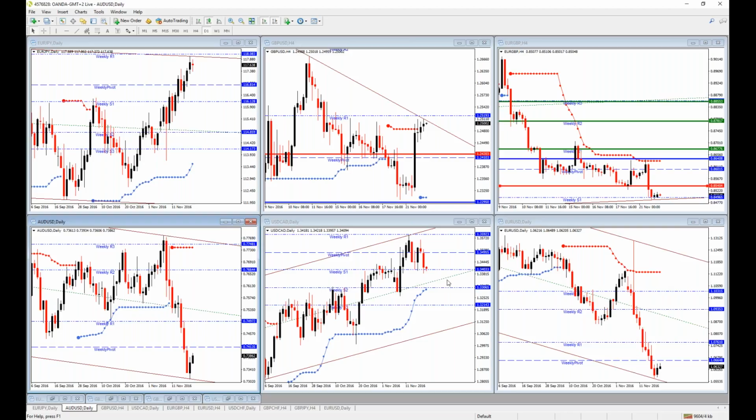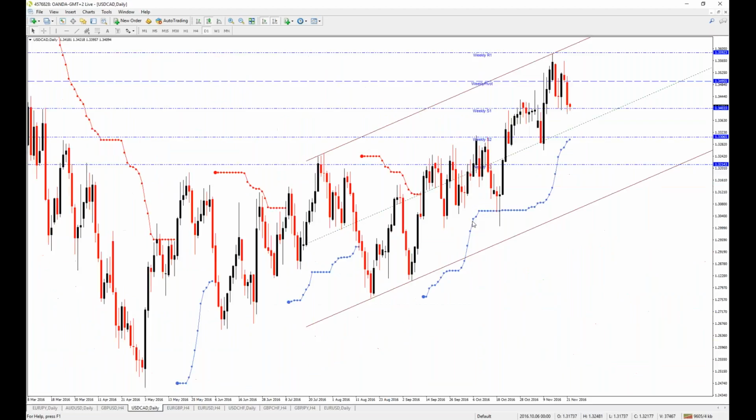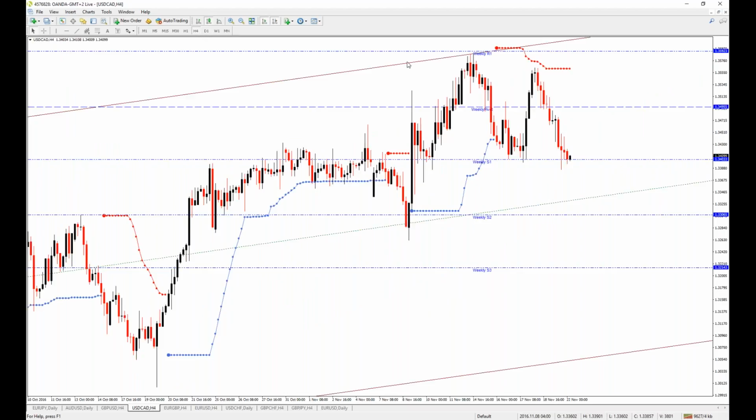Next, I have the US dollar, Canadian dollar. This is a daily chart, meaning each one of these candlesticks is 24 hours long. Okay? This is the US dollar, Canadian dollar. We are in an upward channel, in quad 3. Okay? Looking to buy. Let me go to the 4-hour chart.